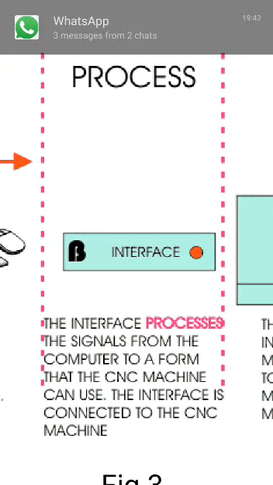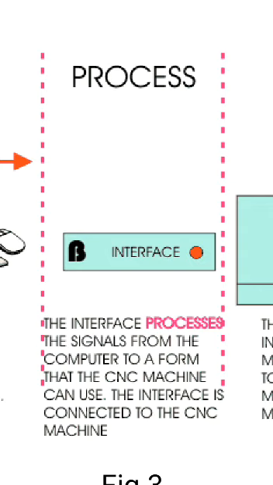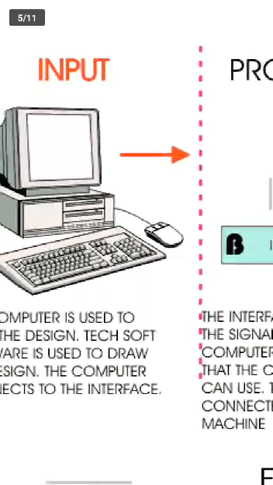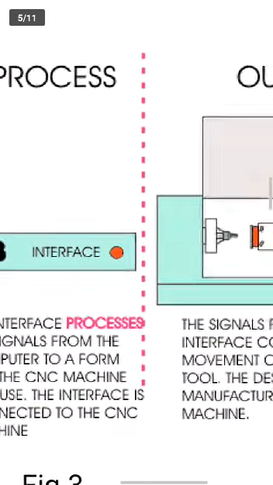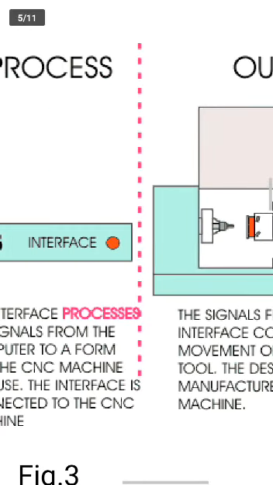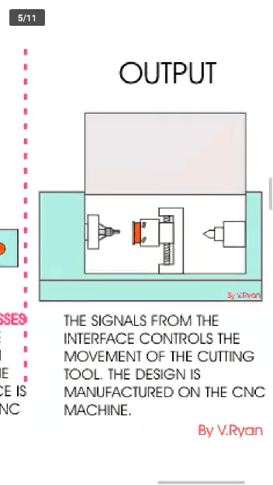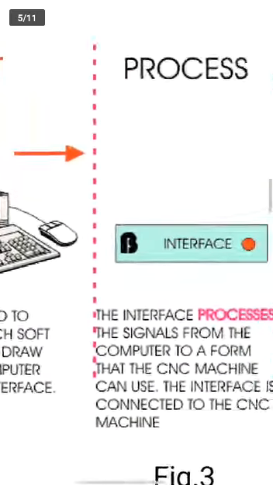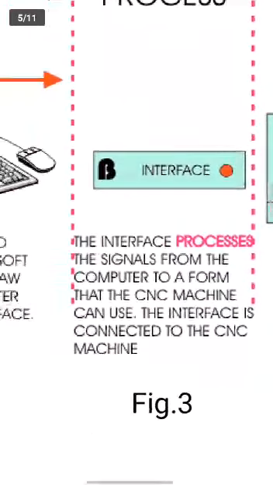The interface processes the signals from the computer into a form that the CNC machine can use. The interface is connected to the CNC machine. Whatever program we write as input is sent to the system, which converts it into machine language. Then it sends it outside. Next, outside, it gives the signals from the interface controller. The movement of the cutting tool starts. The design is manufactured on the CNC machine. After converting to machine language, the machine will cut with the tool to the required shape. So that is input, process and output.